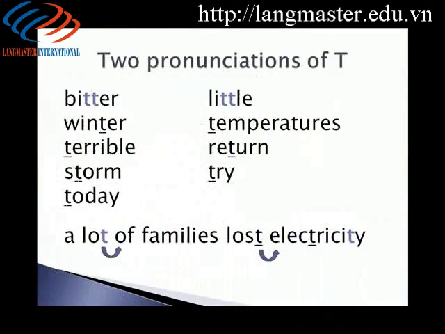In my opening talk, you heard me say these words: bitter, winter, terrible, storm, today, little, temperatures, return, try, and this phrase: a lot of families lost electricity. The T's in blue are a flap T. The underlined T's are a true T. By the end of this lesson, you should not only be able to hear the two different pronunciations of T, you should also have more confidence knowing when we use these two different sounds and how to make them yourself.